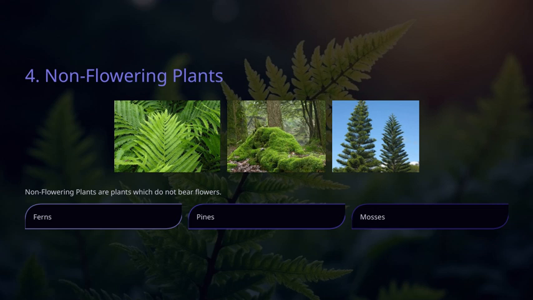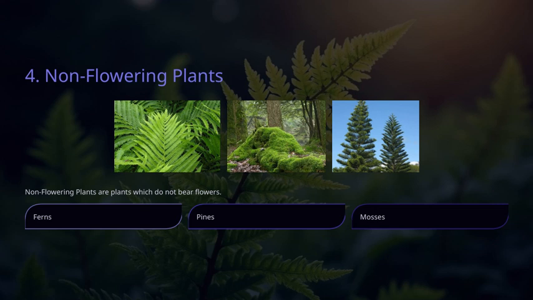Ferns are fascinating because they reproduce via spores and have that lush, green frond structure. Pines, on the other hand, are conifers, meaning they produce seeds within cones rather than flowers. And mosses are small, non-vascular plants that often grow in damp environments.